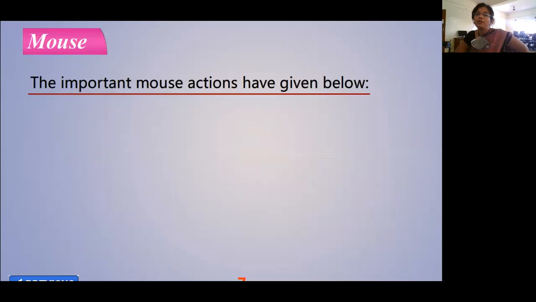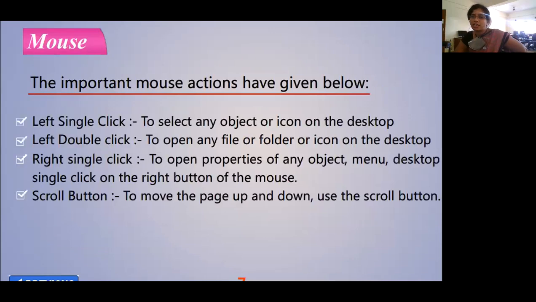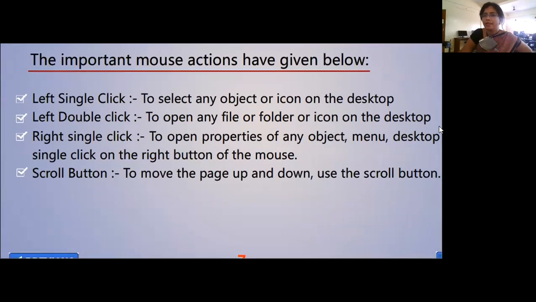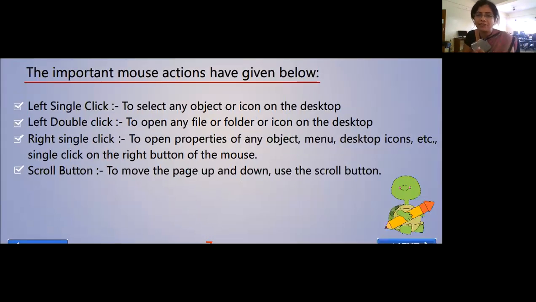Continuing, the important mouse actions are given below. What are the different actions done by the mouse? First one, left click. It is a single click. We know that we do double click and single click. Till last classes you have seen that a single click is one click, and click click is a double click. So for a left click, why do we do it?